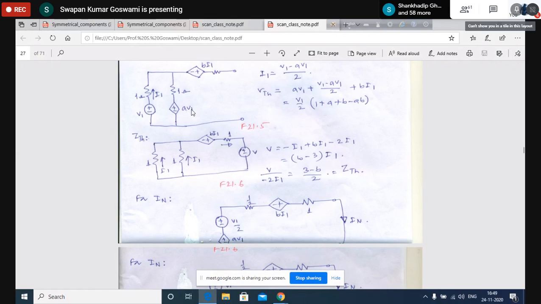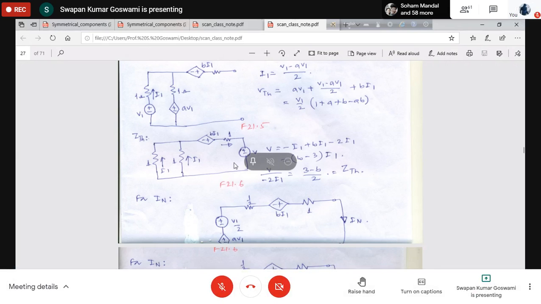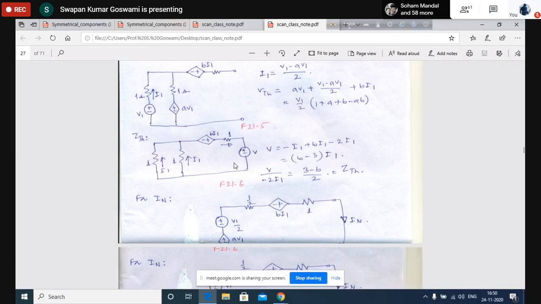But what will happen along with the removal of this source? This source AV1, we should keep it, because the Thevenin impedance must be calculated with the control source or dependent source kept in the circuit. We will try to keep it, but let's see whether we can. AV1 is the voltage here. A is a constant. V1 is this voltage. This is the dependent voltage.